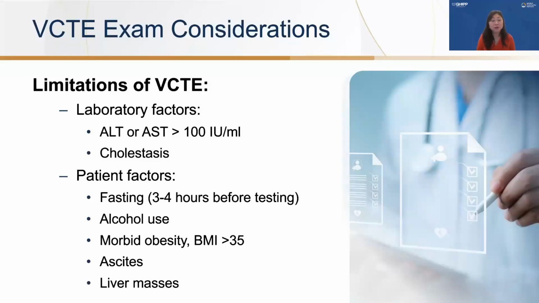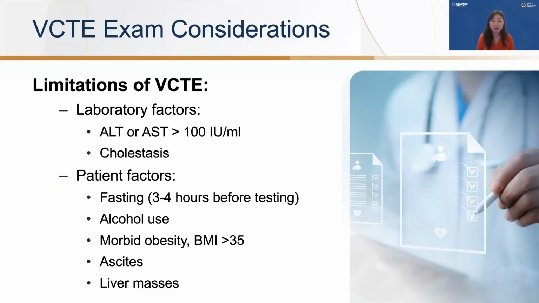Now, there are a couple of limitations with FibroScan that I would like you to be aware of. Patients with ALT or AST greater than 100, or those who have cholestasis, can have falsely elevated liver stiffness. Patient factors also influence the test results.